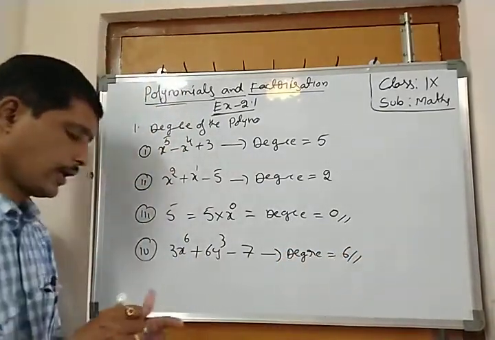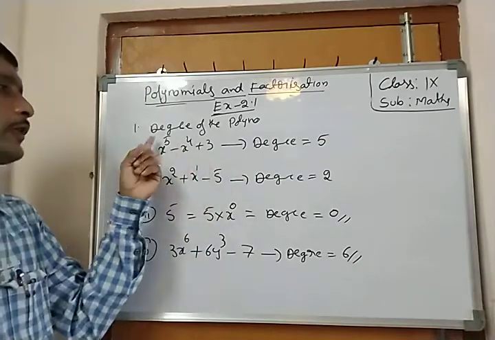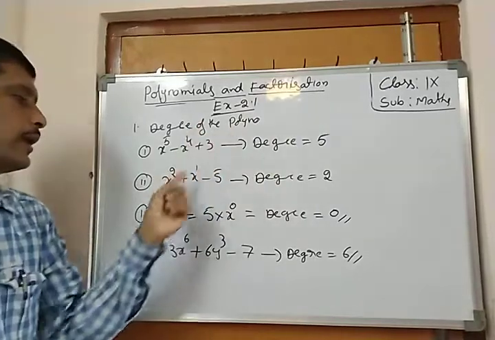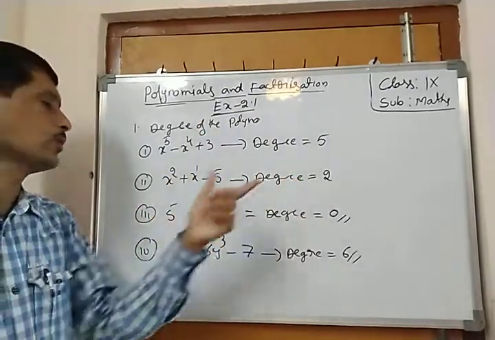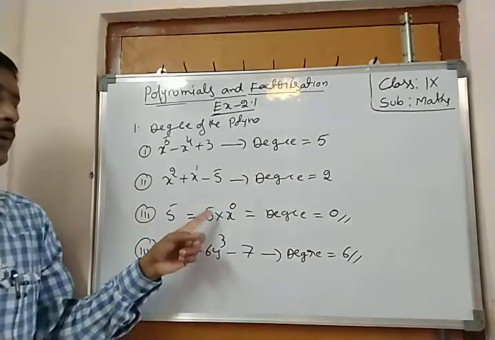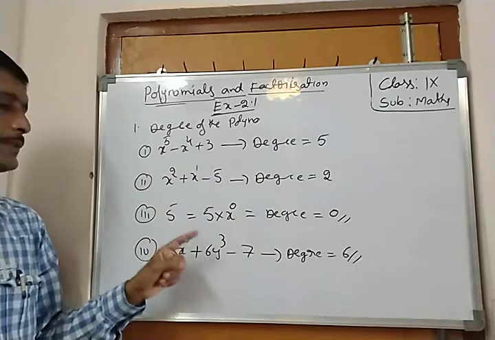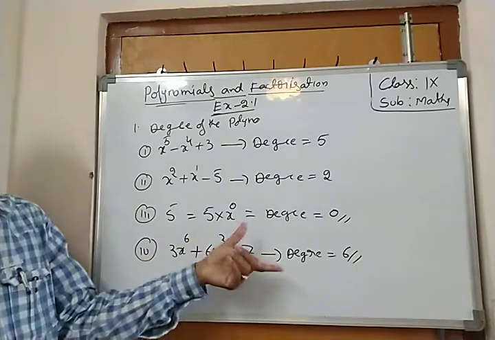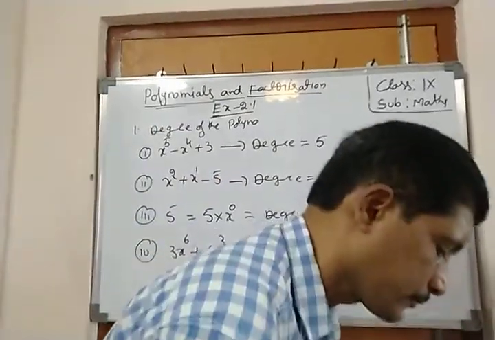Here one more time, see, x power 5 minus x power 4 plus 3. The highest power is 5, therefore degree equals 5. Here x square plus x power 1 minus 5, degree equals 2. 5 into x power 0, therefore degree is 0. 3 into x power 6 plus 6y cube minus 7, therefore degree equals 6. Okay, next question.